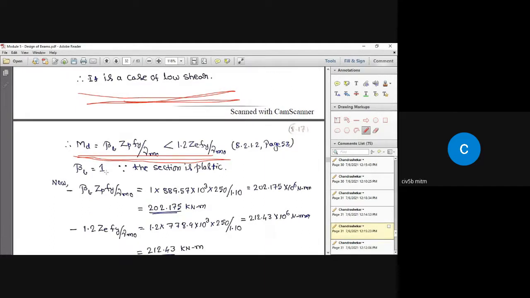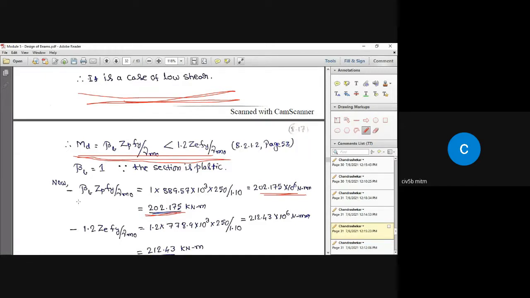So beta b equal to 1 because the section is plastic. That's what it says, beta b equal to 1 for plastic and compact sections, according to the code. Next, find out beta b Zp fy divided by gamma m0. So we got the value equal to 202.175 into 10 to the power of 6 Newton millimeter. Convert that value into kilonewton meter. So that is equal to 202.175 kilonewton meter.